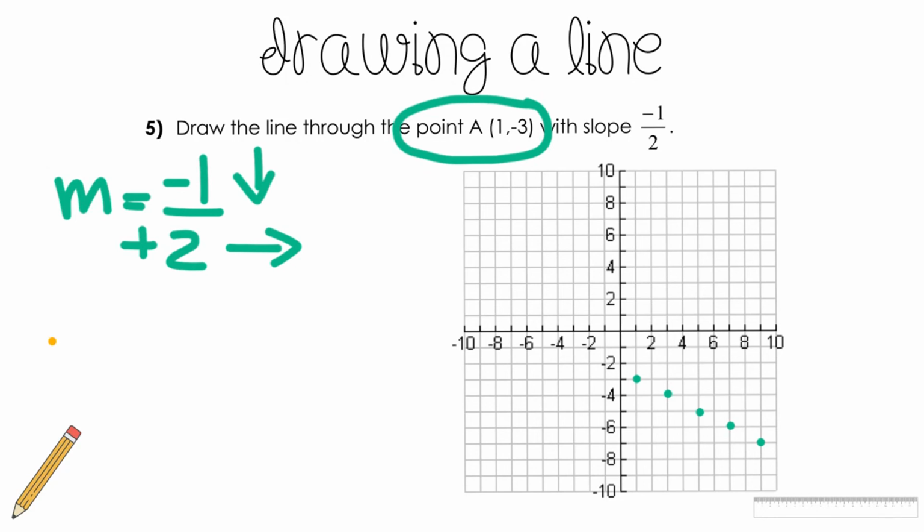Do the same thing, but change up the slope. So now instead of -1/2, I am going to look at +1/-2. Positive 1 means we're going up 1. -2 means we're moving 2 units to the left. So we're going to begin at our original point of 1, -3. We're going to go up 1 unit and 2 units to the left. Up 1 unit, 2 units to the left. And then continue this trend all the way till the end of the grid.